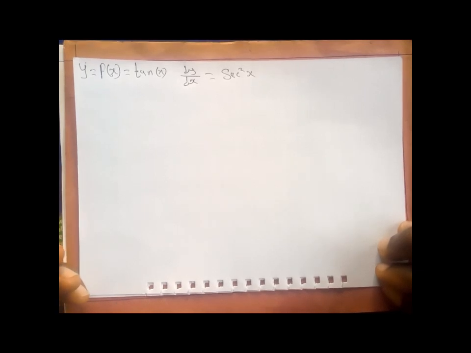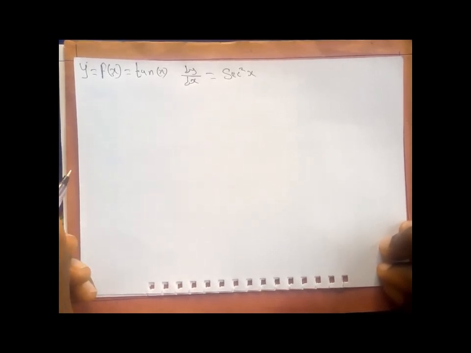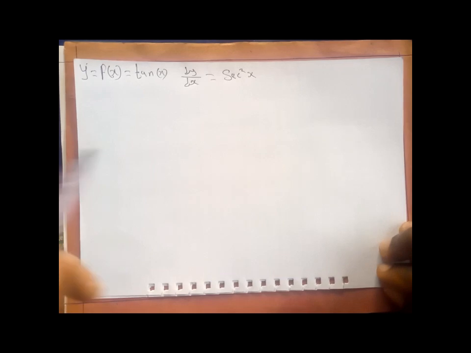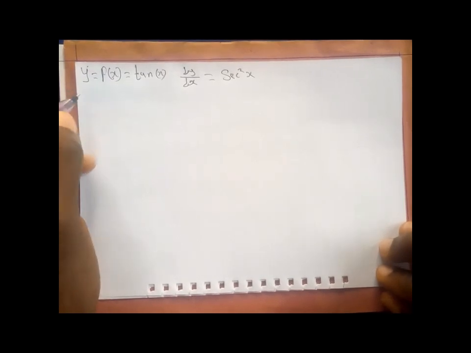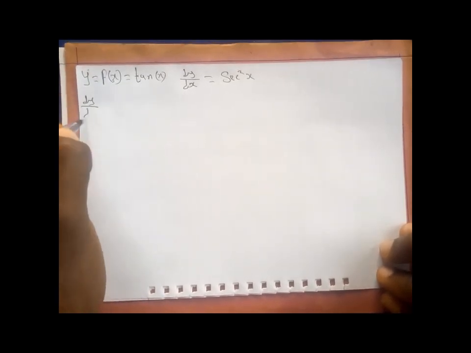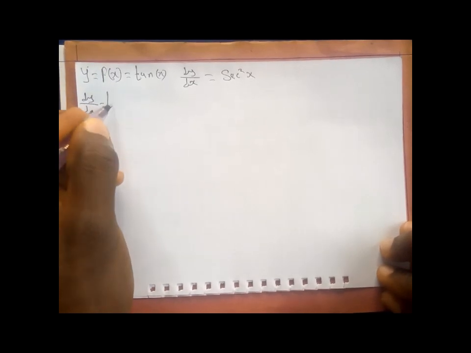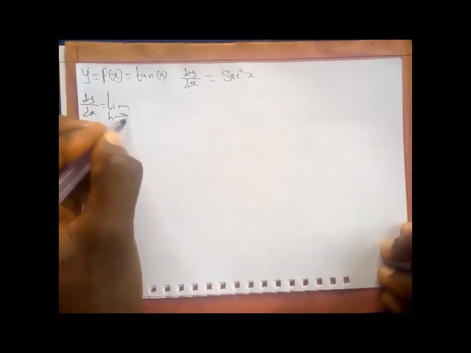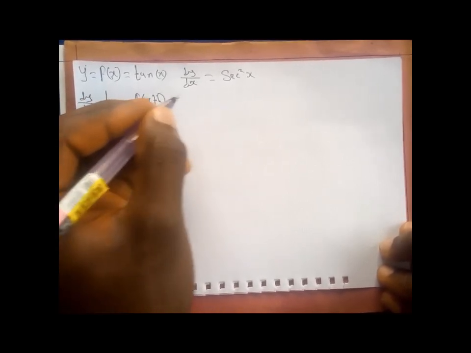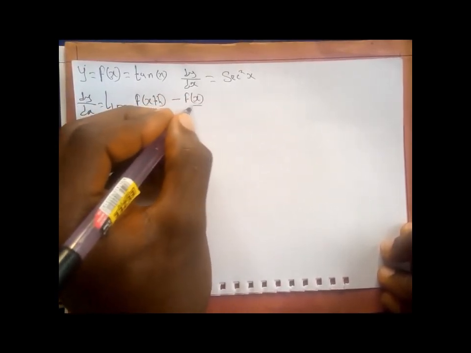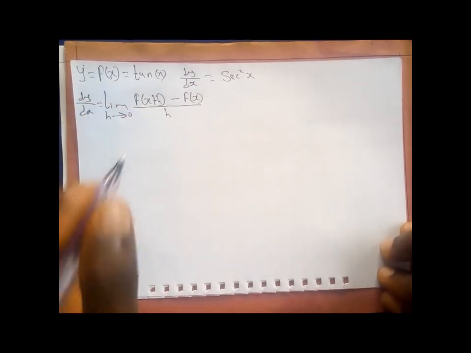Perfect. So now let's investigate. Let's prove the formula. Let's prove why the derivative of tan x is equal to sec squared x. Now, from the definition of derivative, dy/dx is equal to the limit as h approaches 0 of f of x plus h minus f of x, all divided by h.